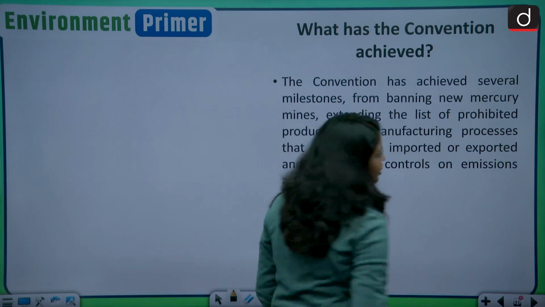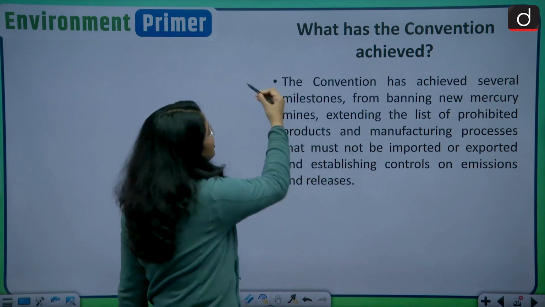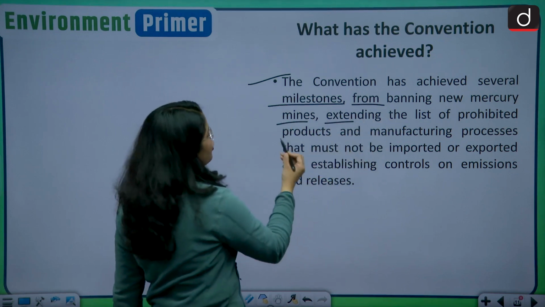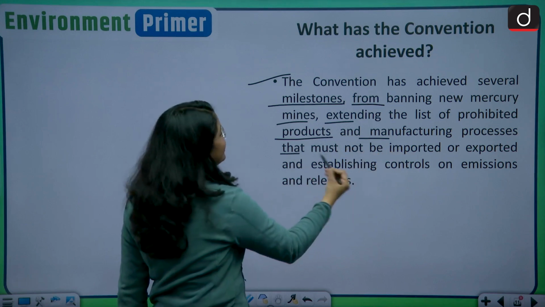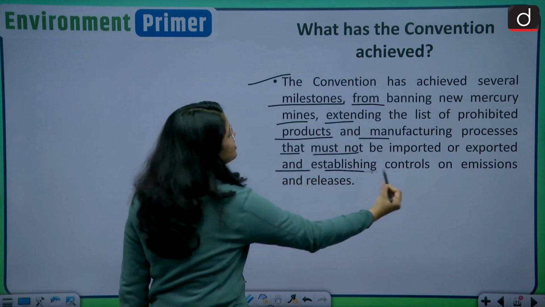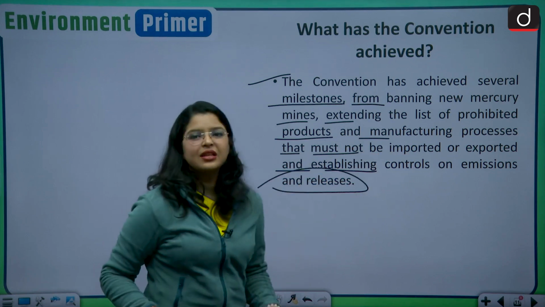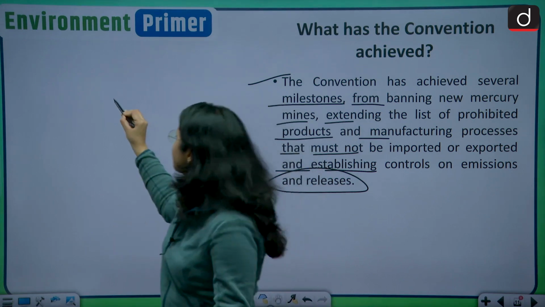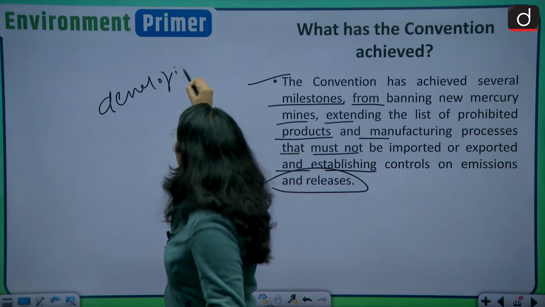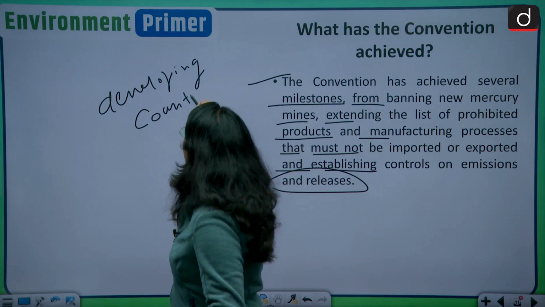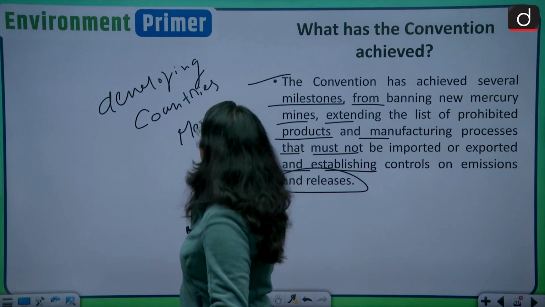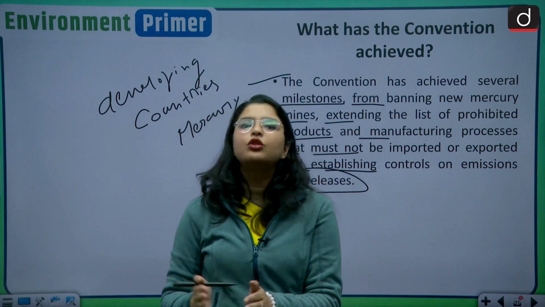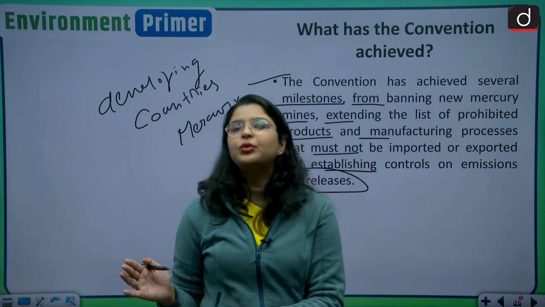Now let us talk about the achievements of this convention till date. Okay, so the convention has achieved several milestones, from banning new mercury mines, extending the list of prohibited products and manufacturing processes that must not be imported or exported, and establishing controls on emissions and releases. But there are certain challenges as well. For example, reducing the dependence of the developing countries on mercury. For example, India also said that it is not possible for us to reduce it immediately. We will try to reduce it completely by 2030.